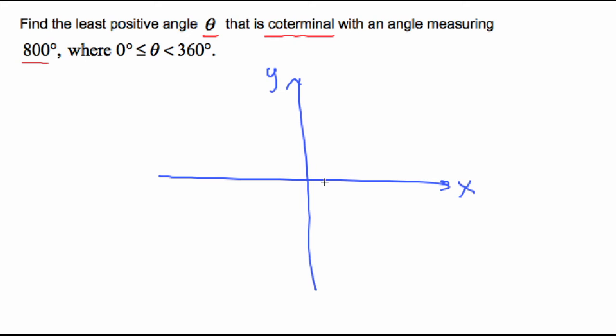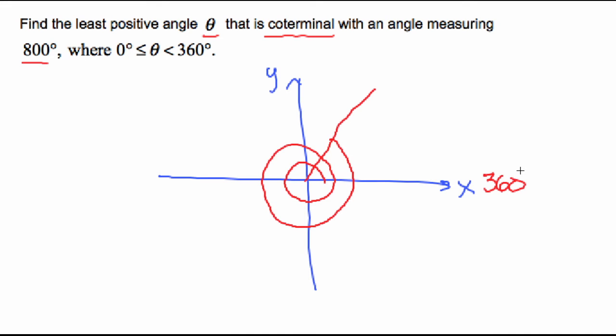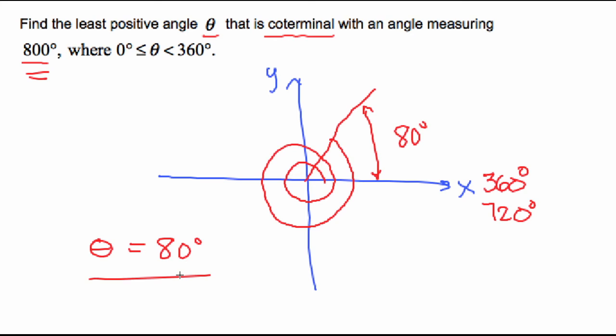Going counterclockwise, if I go once around, that's 360 degrees, twice around, that's 720 degrees. That leaves another 80 degrees of a rotation. So again, once around was 360 degrees, twice around was 720 degrees, and what that meant is I then needed to rotate another 80 degrees to complete the 800 degree rotation. So my least positive angle that is coterminal with an angle measuring 800 degrees, well, that would be an angle with the measure of 80 degrees.